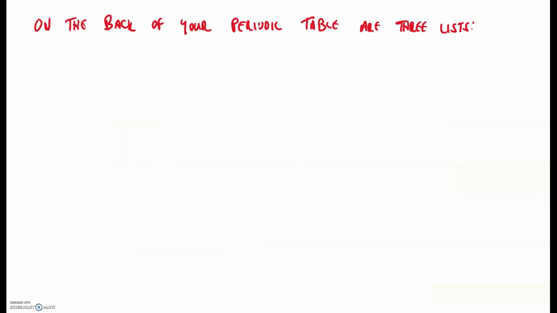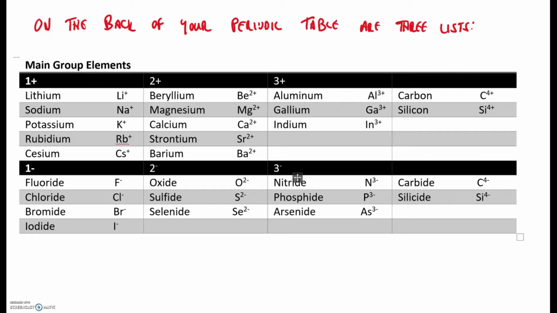So before we start, we're going to find 3 lists on the back of your periodic table that are 100% necessary, unless you want to commit these to memory, and I don't think you do. The first one is this one. These are all the elements that we're going to call main group elements. That means they are not in the middle section, the transition metal section. So we are going to be paying attention quite a bit to these guys.